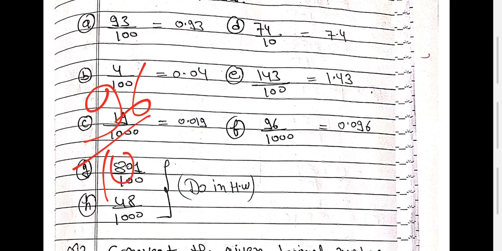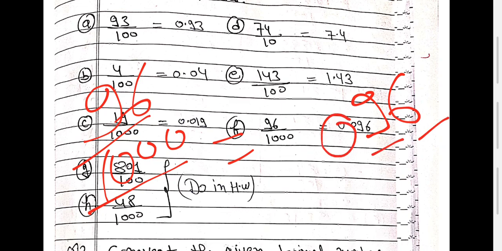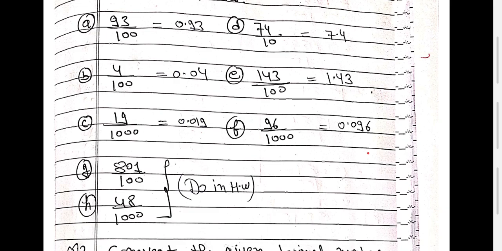Now we come to 96 upon 1000. You have to put the decimal after three digits, because three zeros are there from the back side. Two digits are present, the third digit is not present, so add a 0. Now it becomes three digits. Now put the decimal. Before the decimal you always write 0. Your answer is 0.096. Like that, you have to do these two parts by yourself as homework.